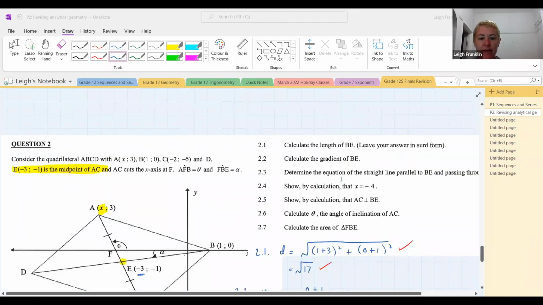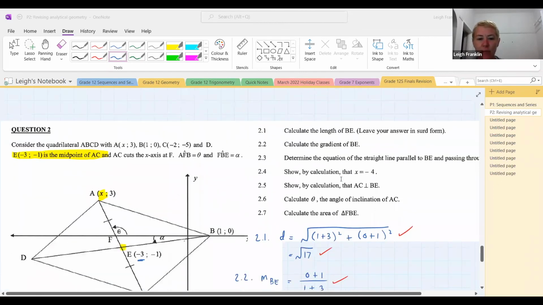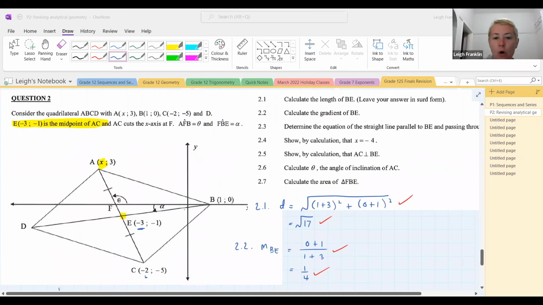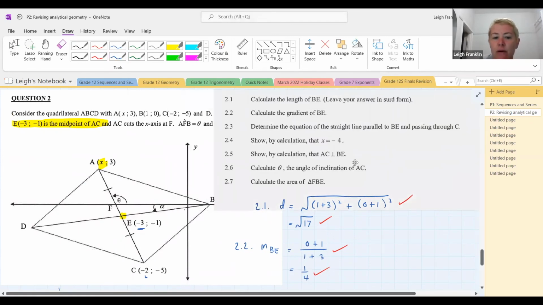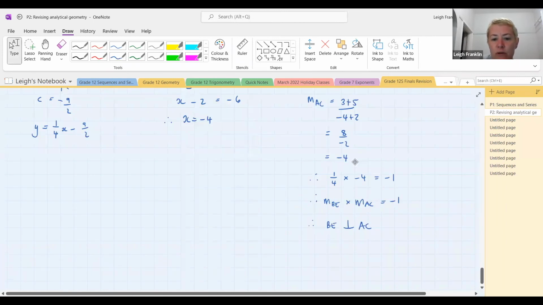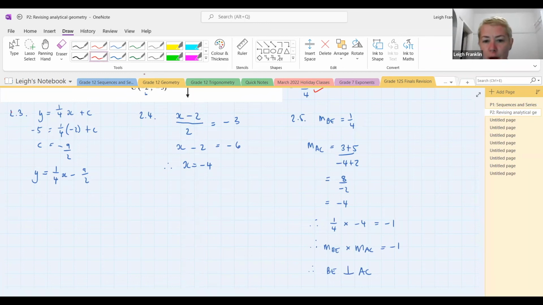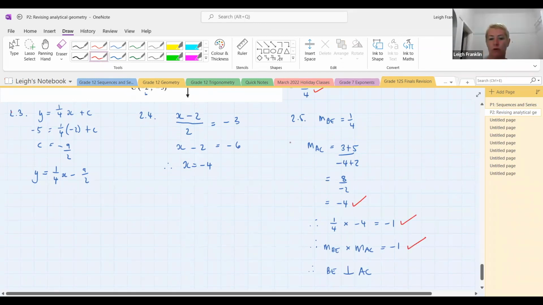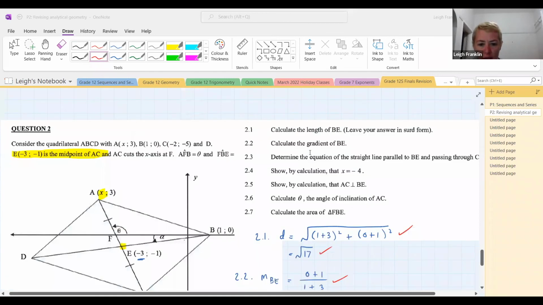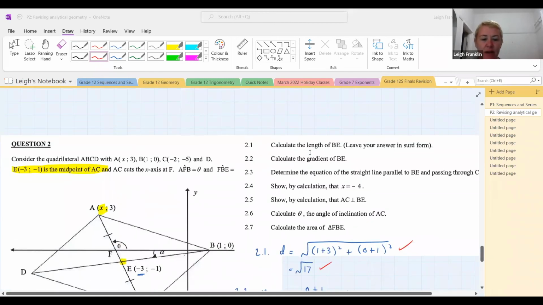Okay, we're nearly there. We'll just do these last 2 questions and then we're done. All right, now calculate. How many marks is it out of? Good question, can you see there? 3. 3 marks. Okay, so I would say a mark for that, a mark for that, and a mark for your conclusion. Okay, perfect. Calculate theta, the angle of inclination of AC.